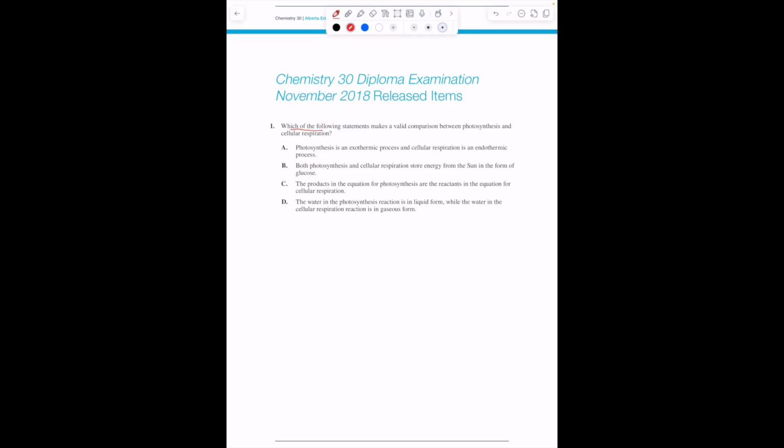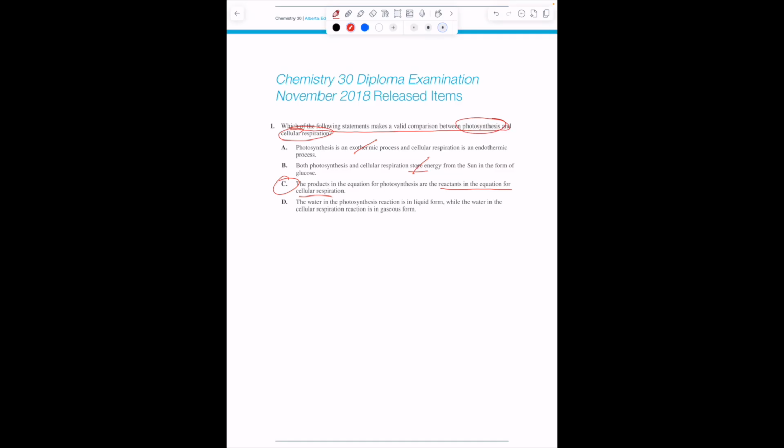Which of the following statements makes a valid comparison between photosynthesis and cellular respiration? Photosynthesis is exothermic. That is false. It is endothermic. Both photosynthesis and cellular respiration store energy. That's false. Cellular respiration releases energy to your body, so that's exo. The products in the equation for photosynthesis are the reactants in the equation for cellular respiration. Yes, they are reverse of each other, so that's going to be the answer.